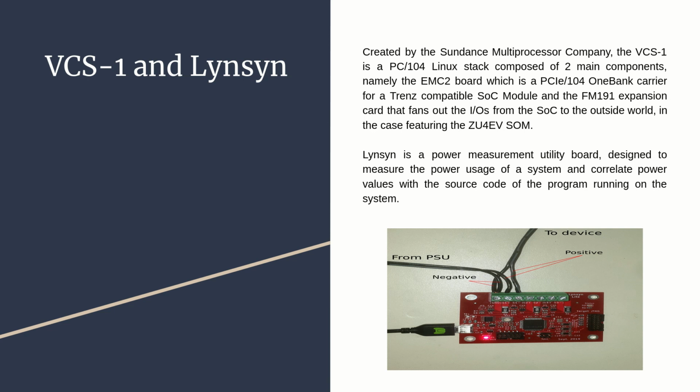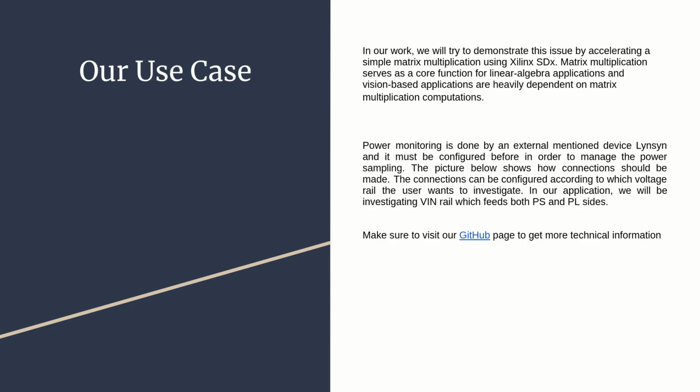And Linsen is a power measurement utility board. It's an external device. You need to plug it into your host computer and run the application from Linsen in parallel while you're running your target application in your FPGA, and you are simply able to get the power numbers while working like this.